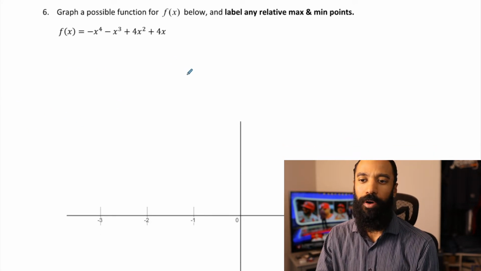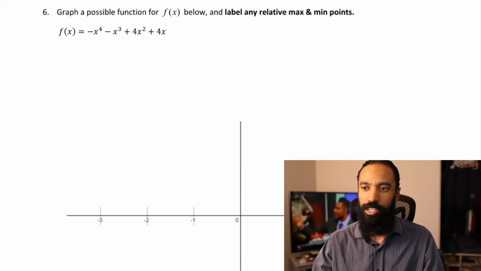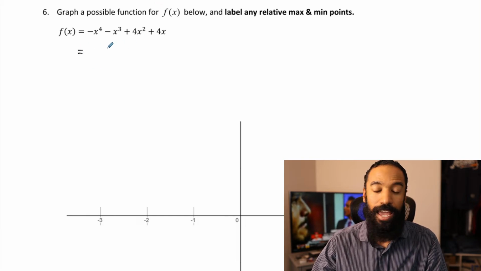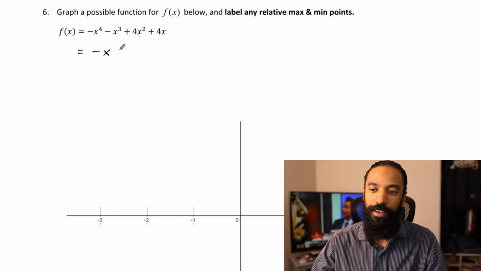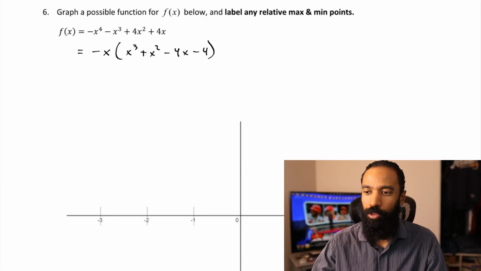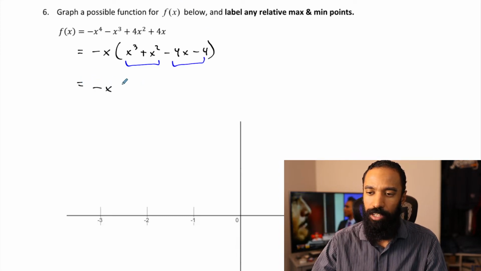4 more overall problems. Graph a possible function. Once again, label any relative mins and maxes. We are once again in standard form right here, and I have a GCF of negative x. Negative x I can factor out to get x cubed plus x squared minus 4x minus 4. This really looks like factoring by grouping, and I do believe it is. So we can factor by grouping here. Do not lose the x on the outside, or the negative x I should say.